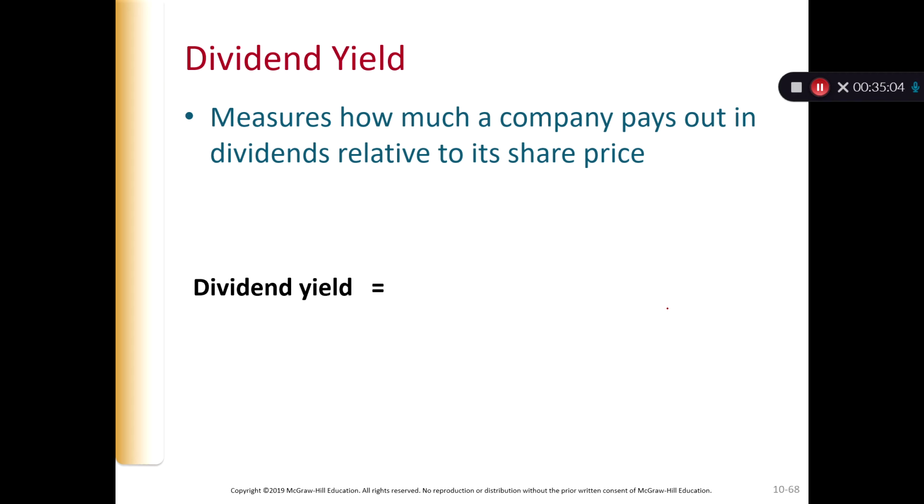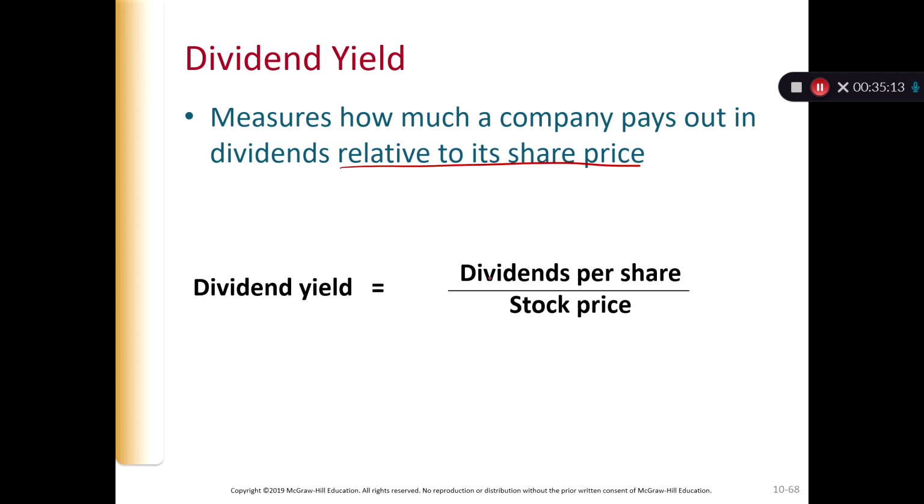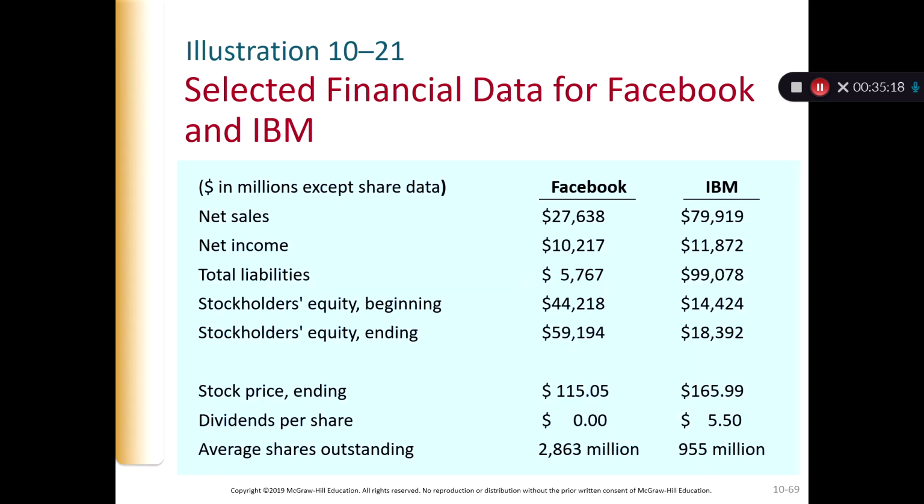Okay, and then dividend yield measures how much a company pays out in dividends relative to its share price. So it equals dividend per share divided by stock price. Let's look at the financial data for Facebook versus IBM. They have net sales, net income, total liabilities, and stockholder equity at beginning and ending. If we add these two numbers up and divide by 2, we get the average stockholder equity. Okay, and then stock price at ending for the two companies and dividend per share, right?